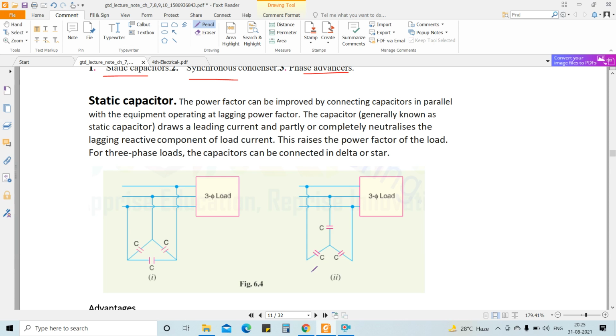Okay. So this raises the power factor of the load. Here, see, this is a three-phase load connected over here. Static capacitors are connected in parallel with this load. Here also, this is also a three-phase load, and here also a static capacitor is connected in parallel with the load. These static capacitors can be connected in delta form, this is the delta form, or in star form. So you just remember these connections.